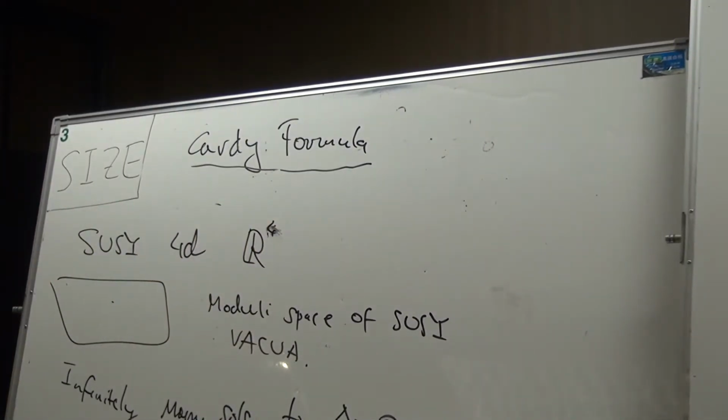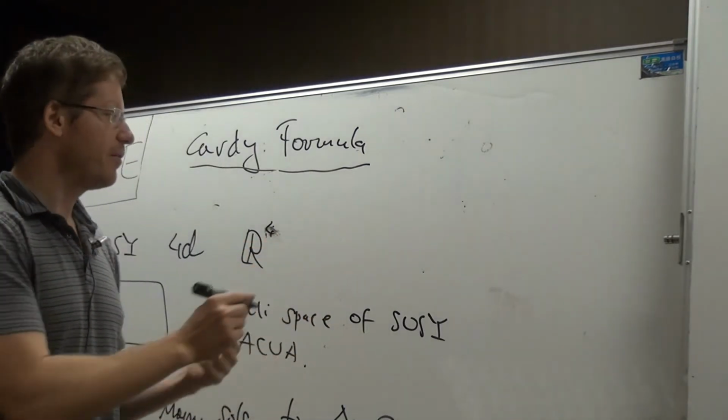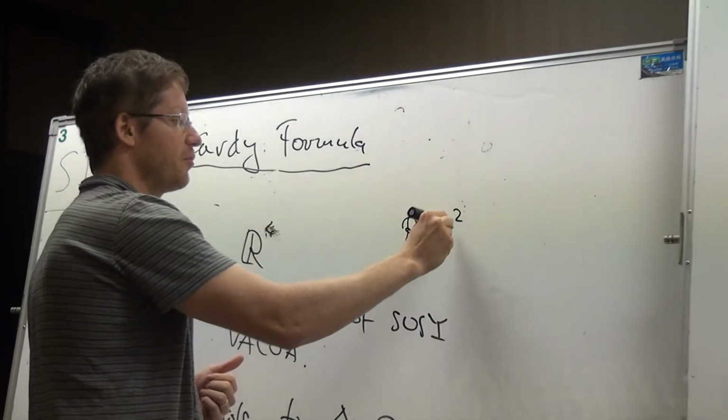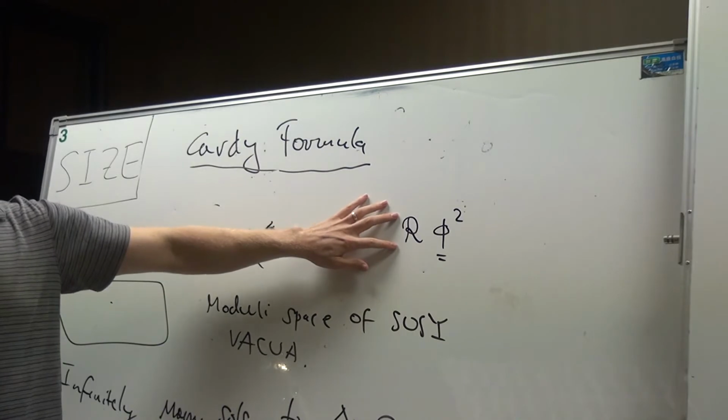So the idea was that perhaps we should study these theories in curved space, and then the moduli space will disappear. The reason for that is that usually when you study theories in curved space, you couple to curvature. So some various bosonic fields, like phi would be some generic bosonic field, they couple to curvature.